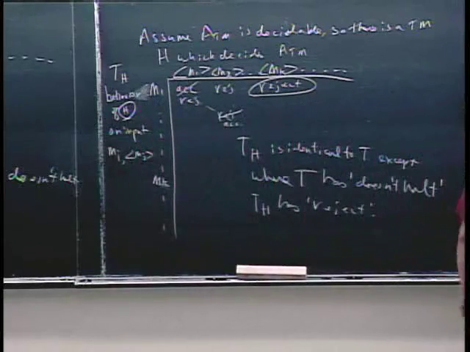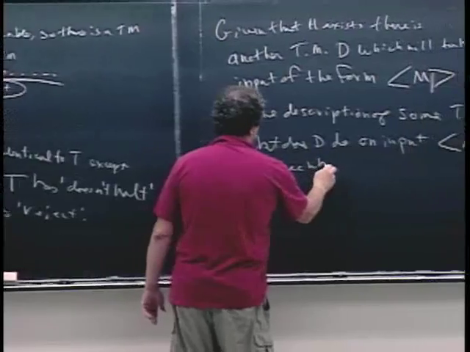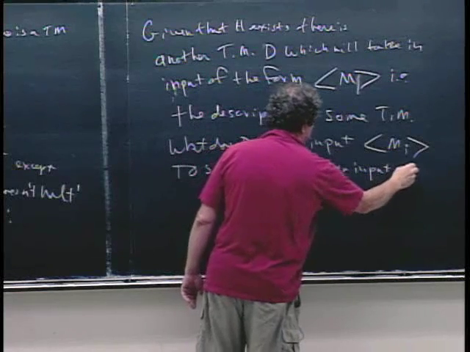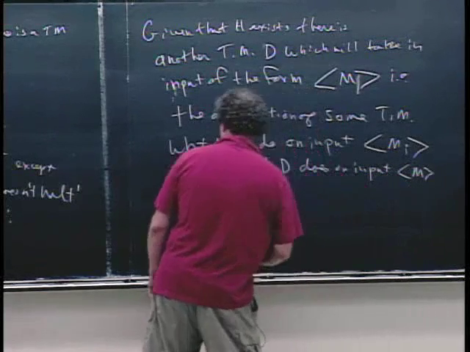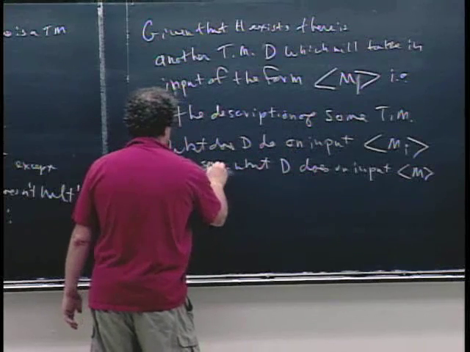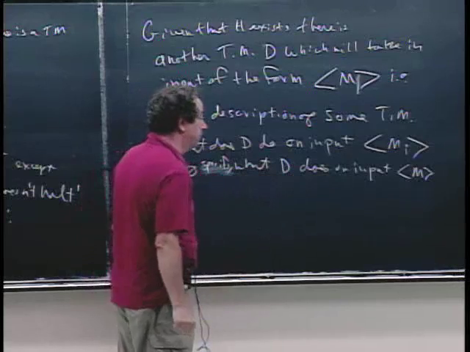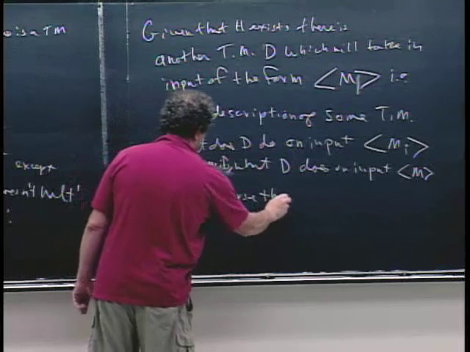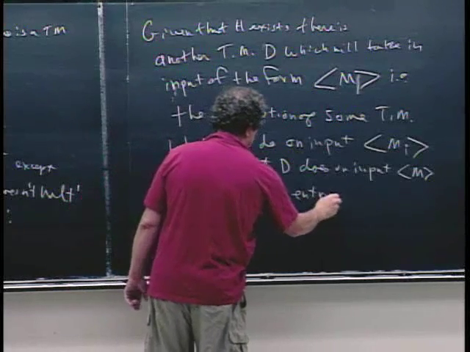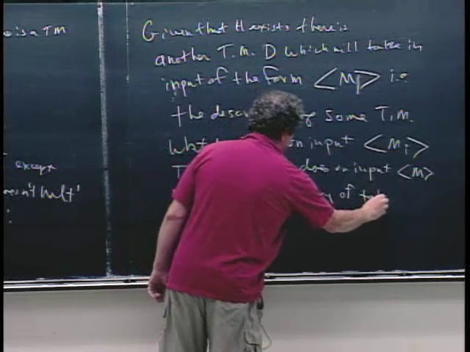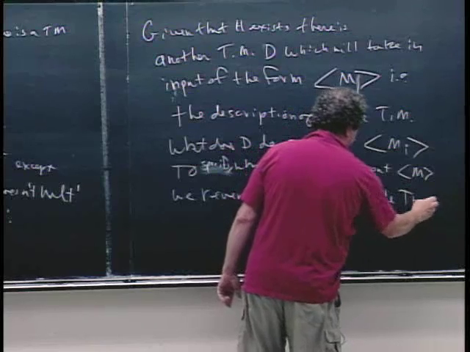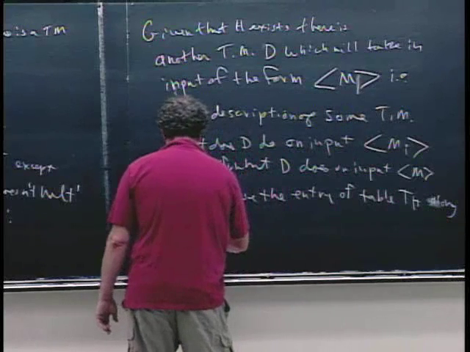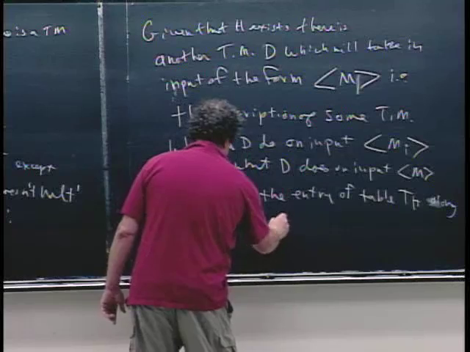So to specify what D does on input of that form, we reverse the entries of table T_H along the diagonal of that table.